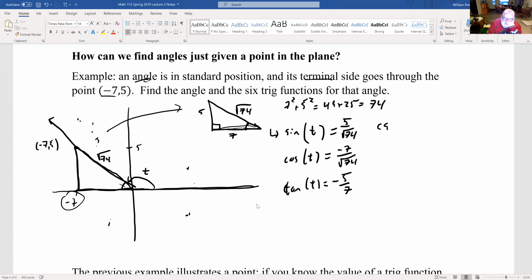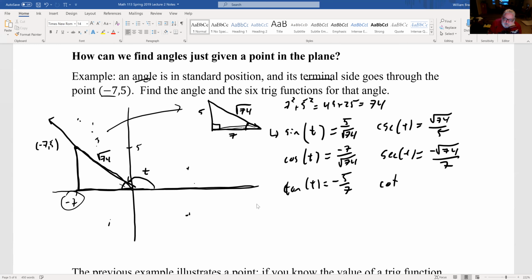Okay, again, cosecant of t is the reciprocal of sine, secant of t is the reciprocal of cosine, and cotangent of t is the reciprocal of tangent. And there's my 6 functions. One thing we want to know, though, what's the angle? And so I asked my calculator, what's tangent inverse of -5/7?